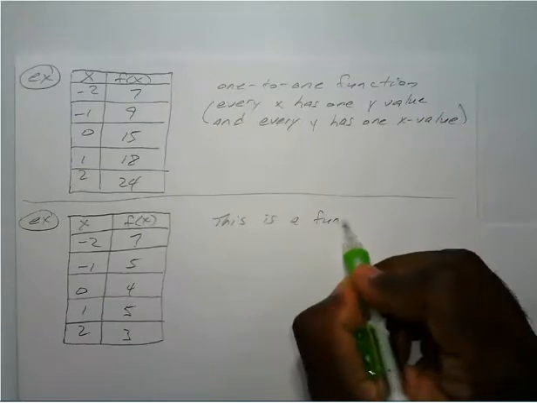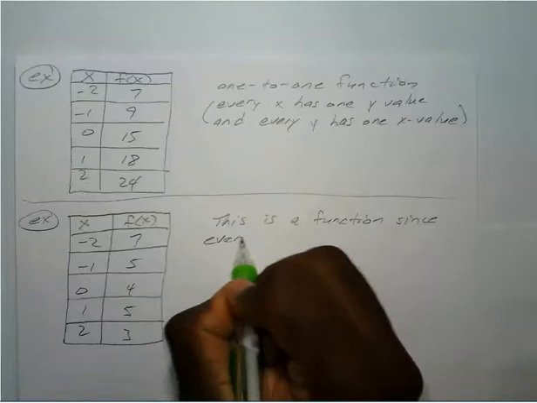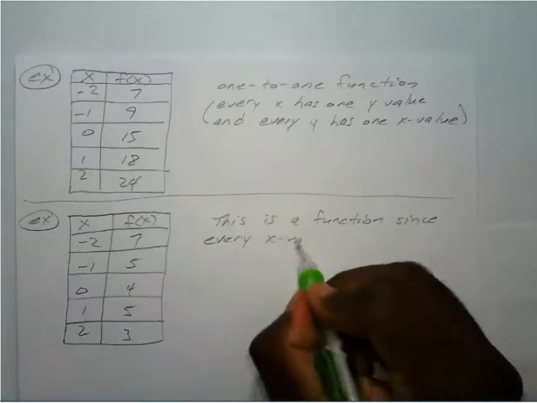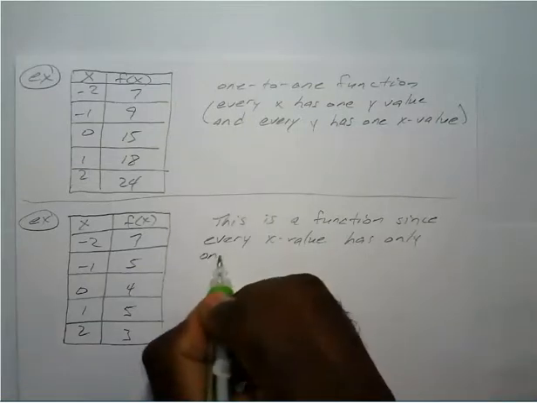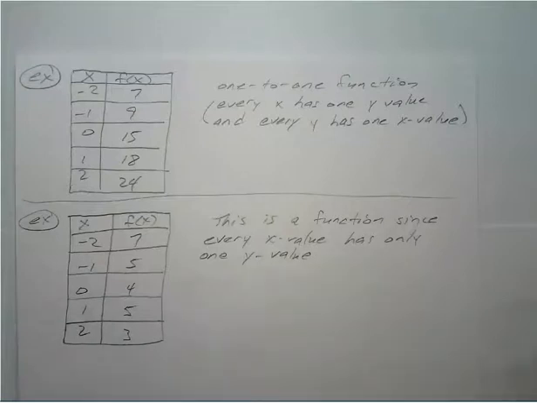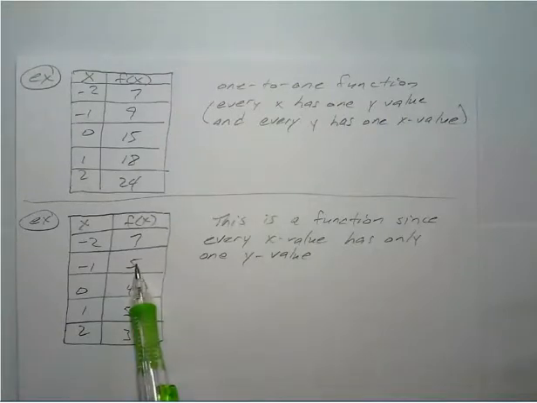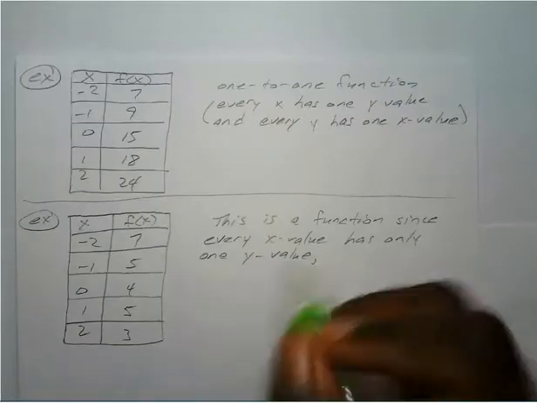This is a function since every x value has only one y value. Okay. Now the only thing is, it's not a one-to-one function. The one-to-one is special because for every x there's one y, and for every y there's one x. You see here, y equals 5 has two different x values. Okay, so it's just not one-to-one.